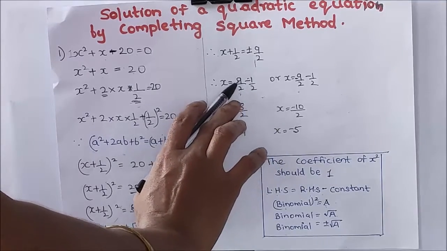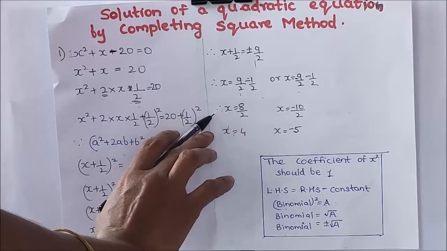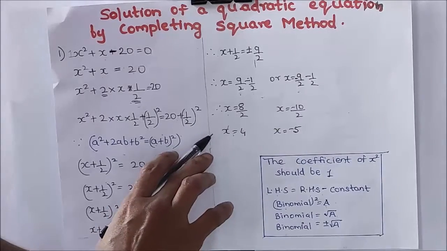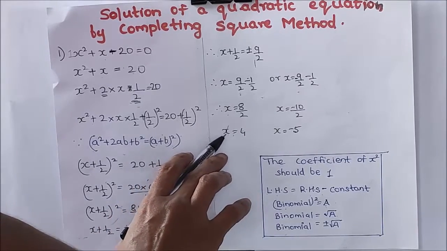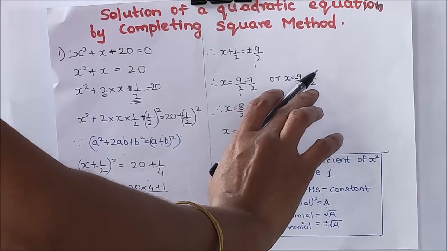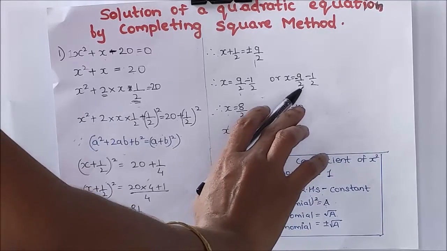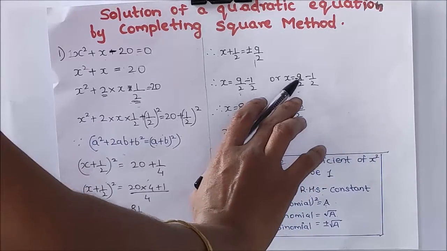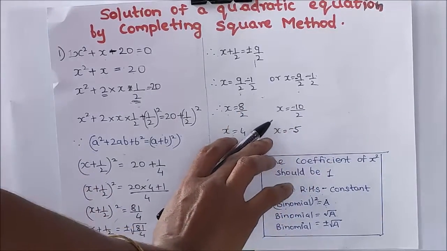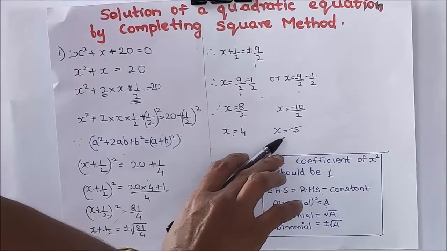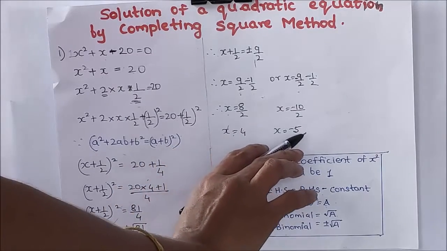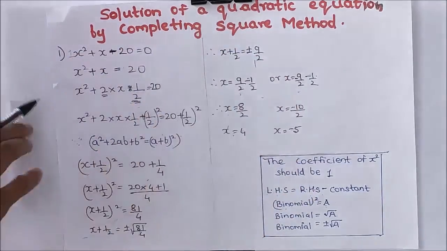Here denominators are equal, so I can subtract the numerators. Therefore, x equals 9 minus 1, which is 8 upon 2. That is x equals 4. I have got the value of x as 4. Or x equals minus 9 by 2 minus 1 by 2. Even here, denominators are equal. So, minus 9 minus 1. Minus and minus is plus, and we give the bigger number's sign. Therefore, x equals minus 10 by 2, that is x equals minus 5. So I have got the values of x as 4 and minus 5 by completing square method.